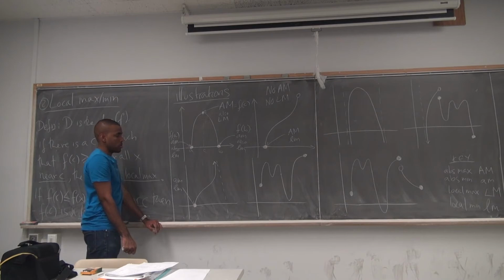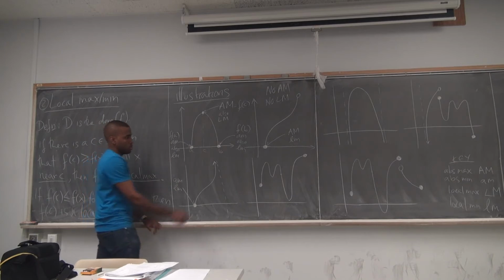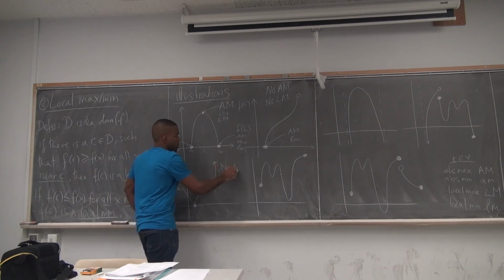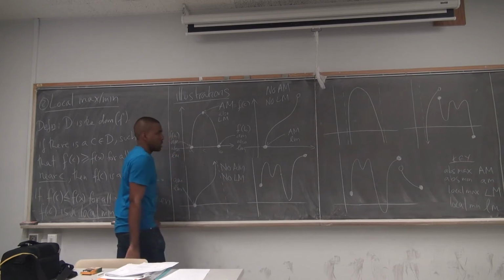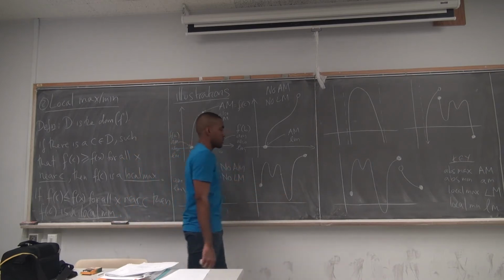Where's the absolute max and local max? Would it be infinity? No, we describe them to be y values. They're actually finite numbers. So there's none. There's no absolute max. There's no local max. Okay. What about this one?